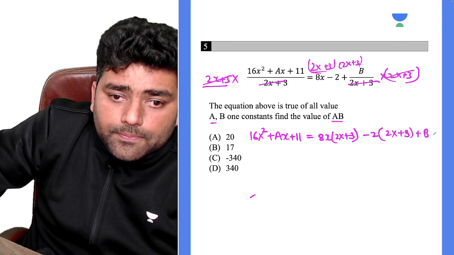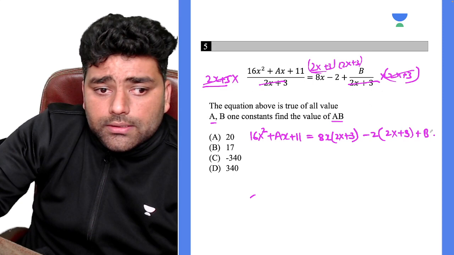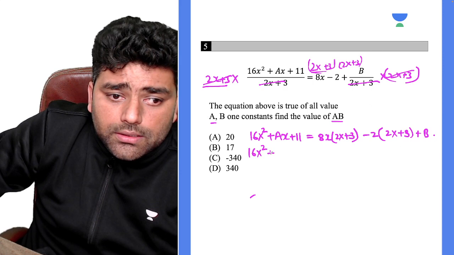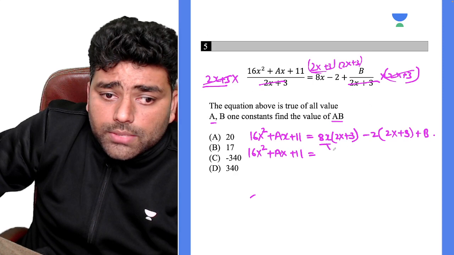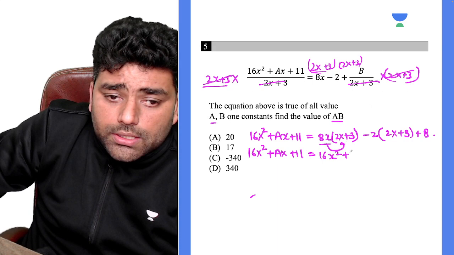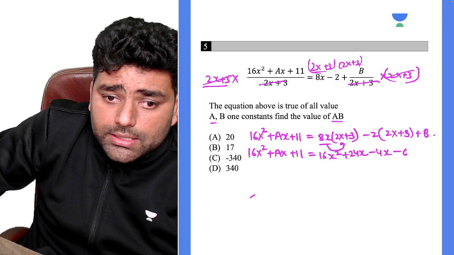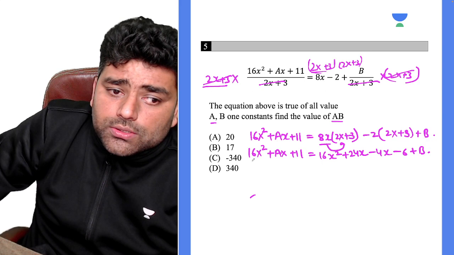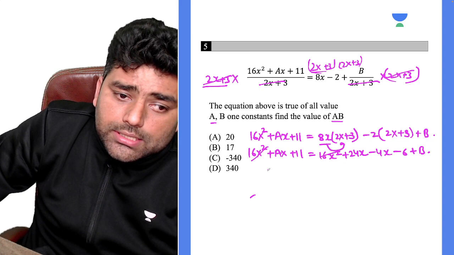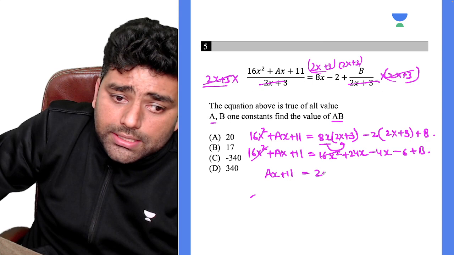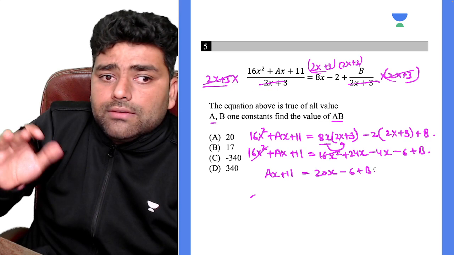Okay, hope you guys understand till here. So now this becomes 16x square plus ax plus 11, and when you multiply inside, this is going to be 16x square plus 24x, and when you multiply here, negative 4x minus 6 plus b. Now because 16x square is on both sides, you can just cancel it out. So this side you have ax plus 11 is equal to 24x minus 4x, that is 20x minus 6 plus b. This is the equation and it is true for all values of a and b.